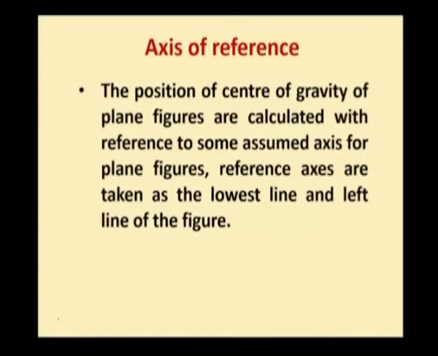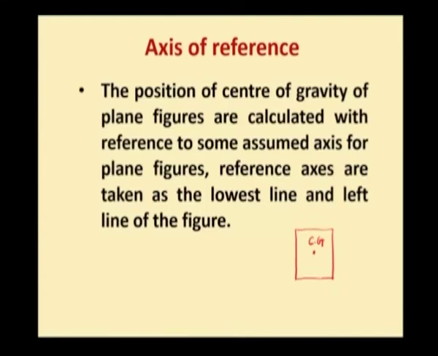Now let us see about axis of reference. Generally the position of center of gravity of plane figures or centroid of plane figures are calculated with reference to some assumed axis. For plane figures, reference axes are taken as the lowest line and the left line of the figure. Now consider a square section. Center of area of this square section will be its centroid or center of gravity. So CG is the center of gravity.